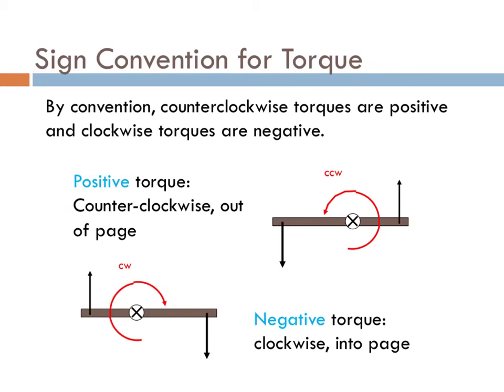By convention, counterclockwise torques are positive and clockwise torques are negative. This is mainly used when you have several different forces acting on an object and you're trying to determine what direction it will turn. So forces that cause counterclockwise rotation will be positive, and forces that cause clockwise rotation are going to be negative torques.